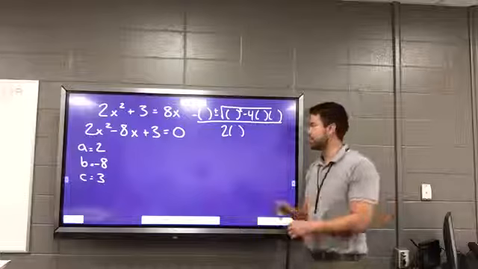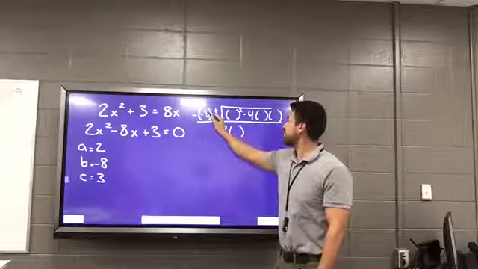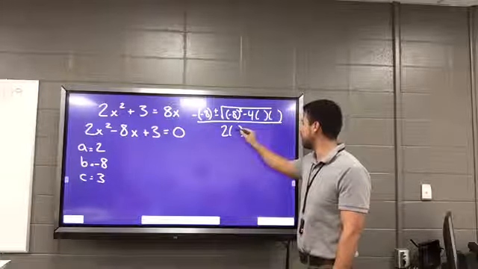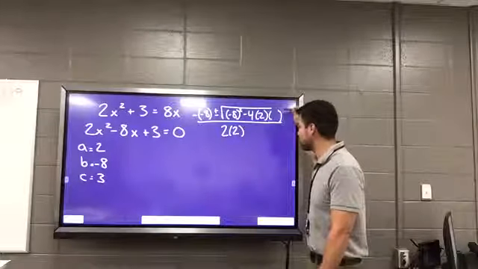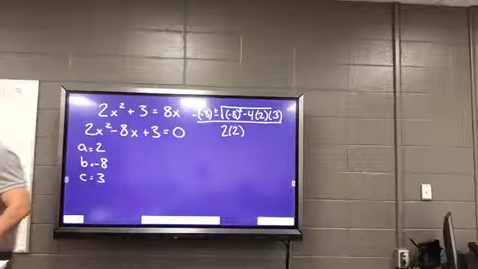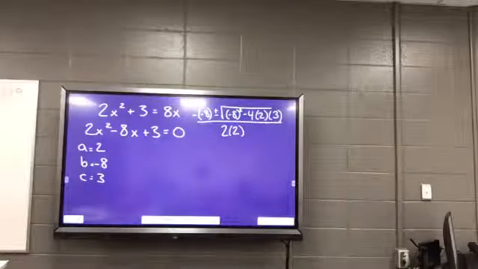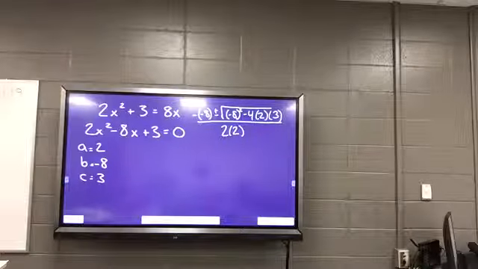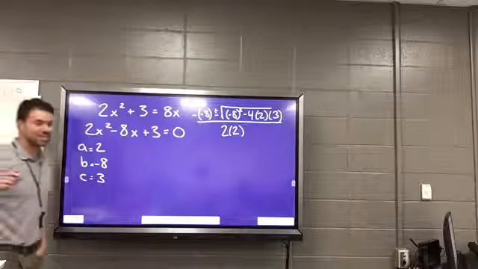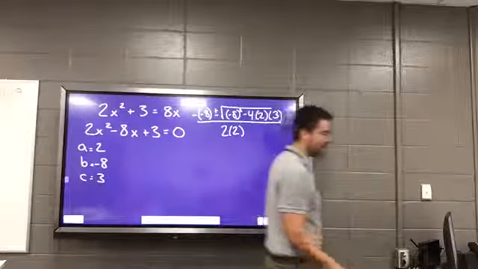What's your B value? Negative 8. So you put negative 8 in those spots. What's your A value? 2. And your C value? 3. So put those numbers in, and what are you going to deal with first? The discriminant.